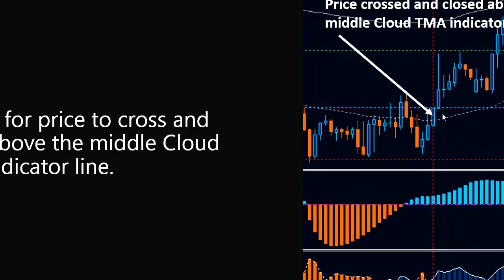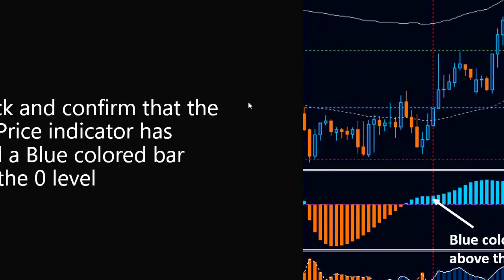As in the image here, you'll see where the arrow points out, price moved up from below and closed above the middle cloud TMA indicator line. That's the first thing we're looking for.